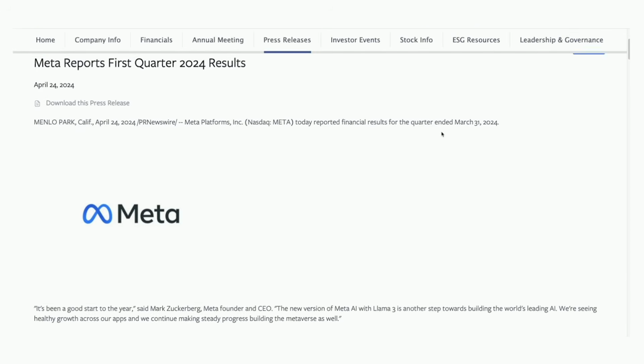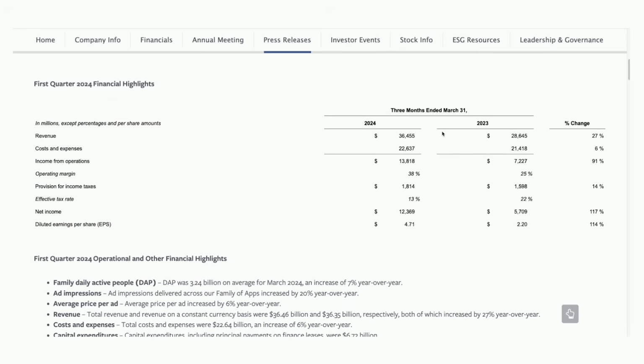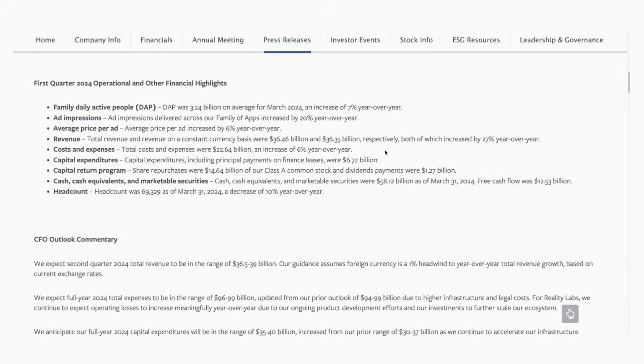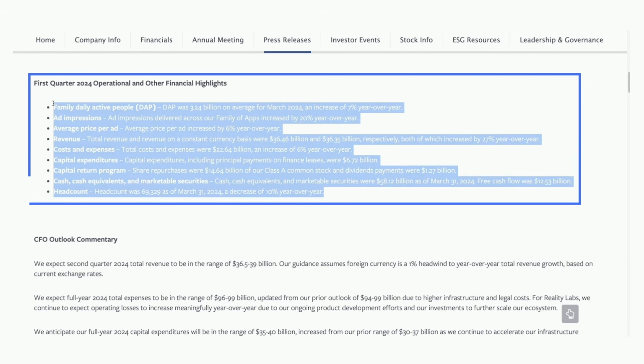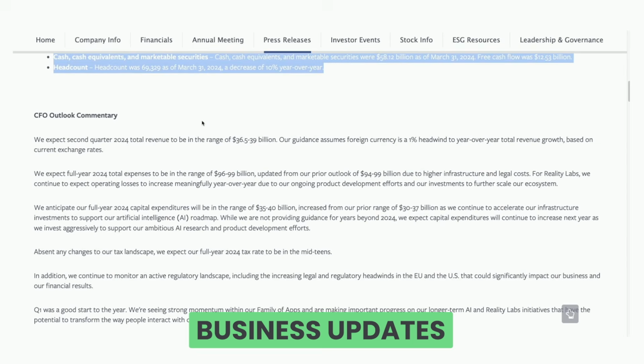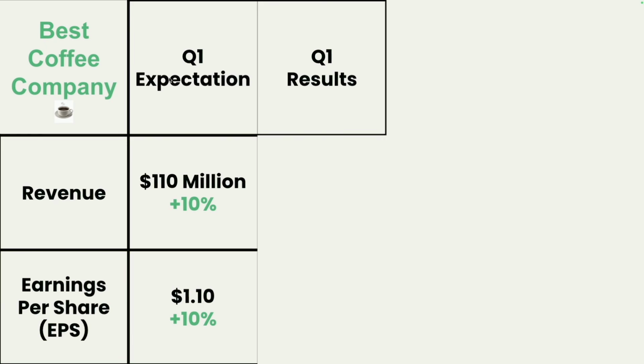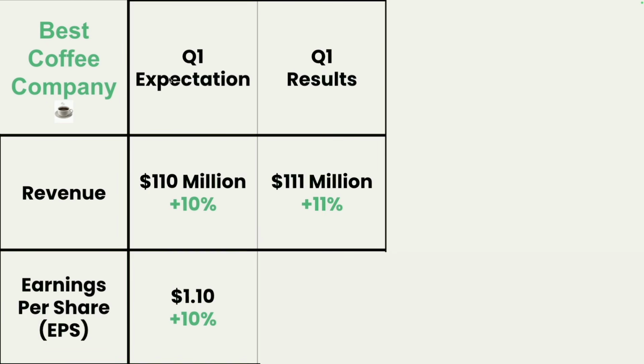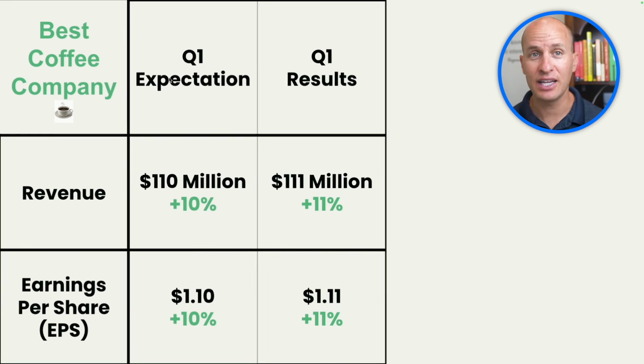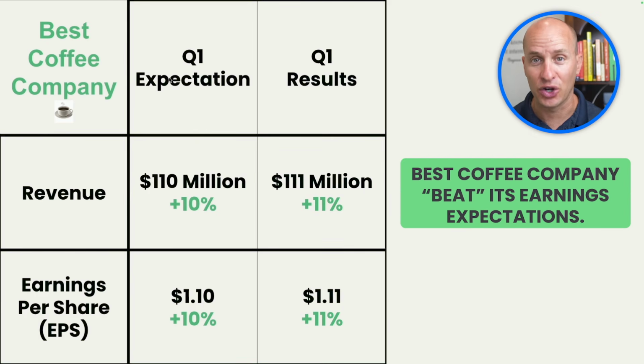Now, those headline numbers are certainly very important when analyzing a company's earnings report. However, the company also usually releases other information related to key metrics, business updates, and product results. So for our pretend company, let's pretend that their actual Q1 revenue came in at $111 million, and their actual earnings per share came in at $1.11. Both figures grew 11% year over year. Now, that compared very favorably to the 10% growth rate that was expected for revenue and earnings per share. So in this case, we would say that Best Coffee Company beat its earnings expectations.